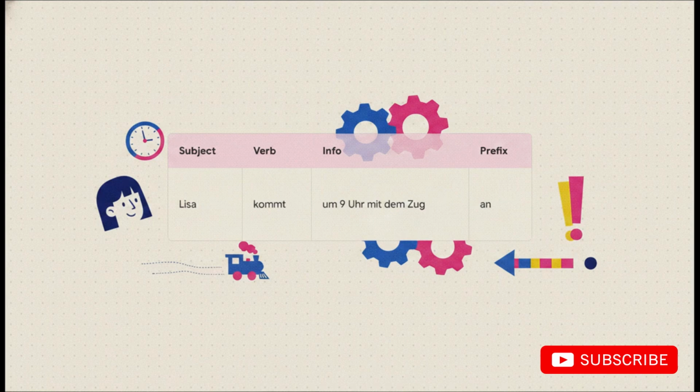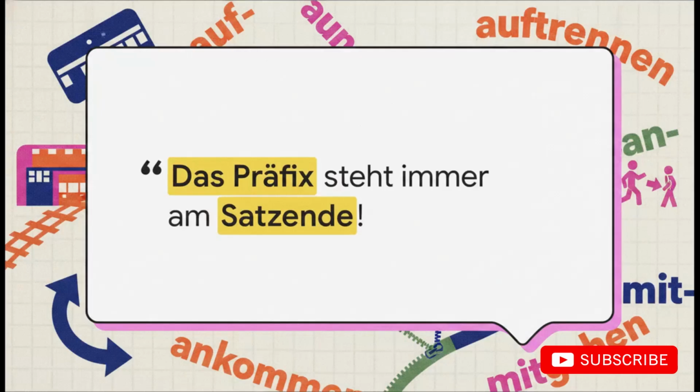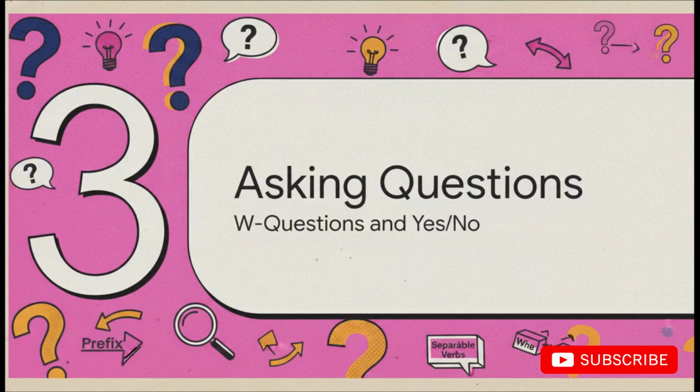Guys, if you take nothing else away from this explainer today, please burn this quote into your memory. Das Präfix steht immer am Satzende. The prefix always stands at the end of the sentence. This is, without a doubt, your ultimate cheat code for mastering German sentence structure. Whenever you're making a standard main clause statement, that prefix is just going to wait patiently for you at the very end.